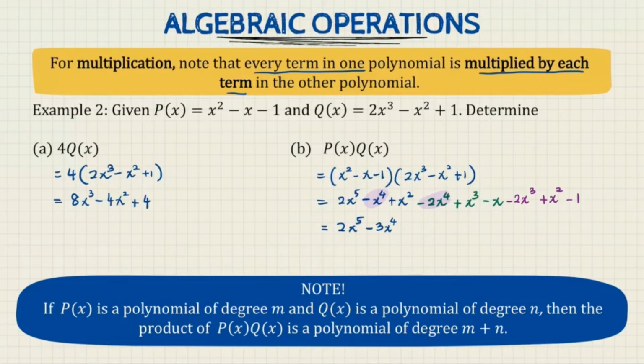Lepas tu kita ada apa lagi? X square. Oh, sekejap. X cube. So, x cube minus 2x cube. 1 tolak 2 akan dapat negatif 1. So, negatif x cube. And then kita ada x square. X square plus x square will be plus 2x square. Lepas tu, x dengan 1 tu single je kan? So, negatif x minus 1.